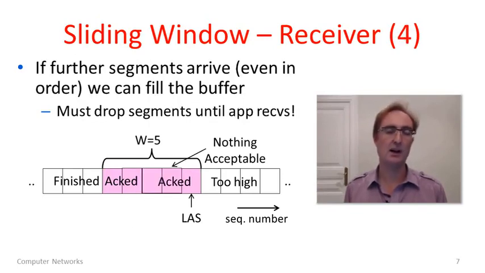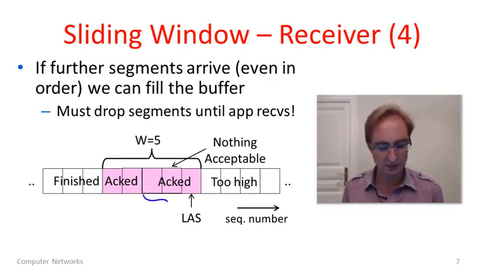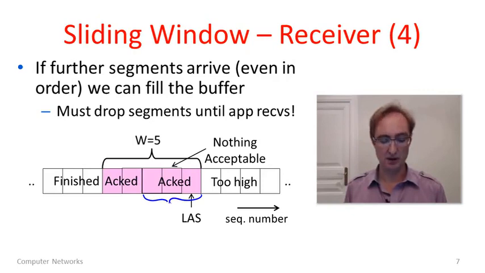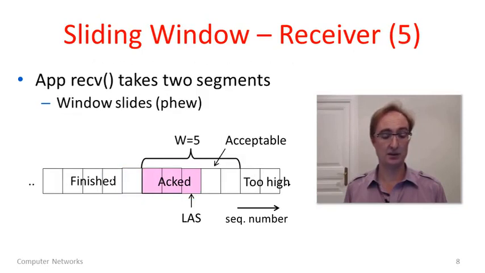What happens now if, before the app gets its act together and calls receive, more segments come in from the network? Here you can see another 3 segments arrived. They went into the buffer, we had room for them, we updated LAS, great, but we still haven't passed them to the app yet. Now, this means we're in a very unfortunate situation, because if more new segments arrive from the other side, we don't have a place to buffer them. We'll have to throw them away. That doesn't sound very good.